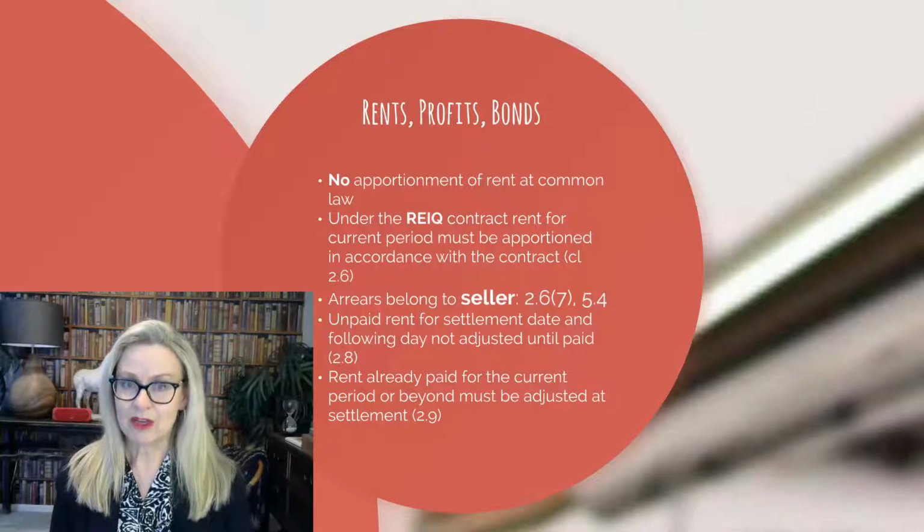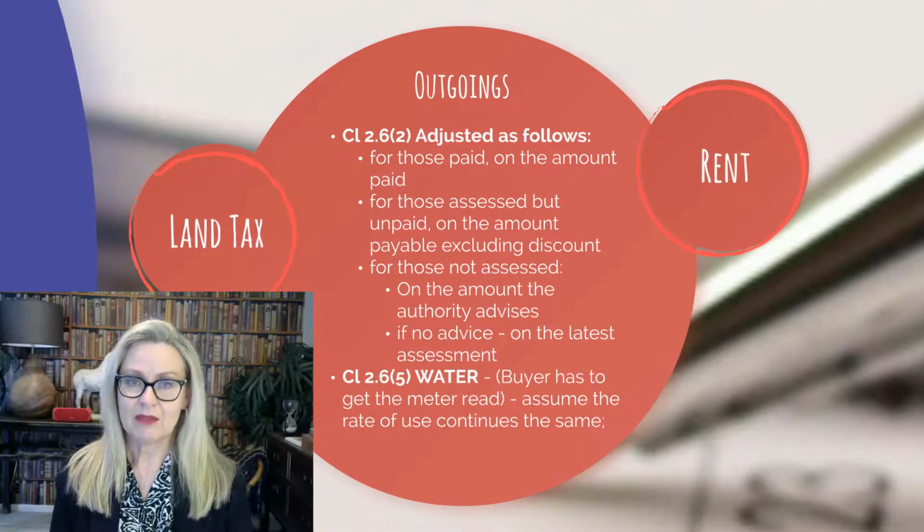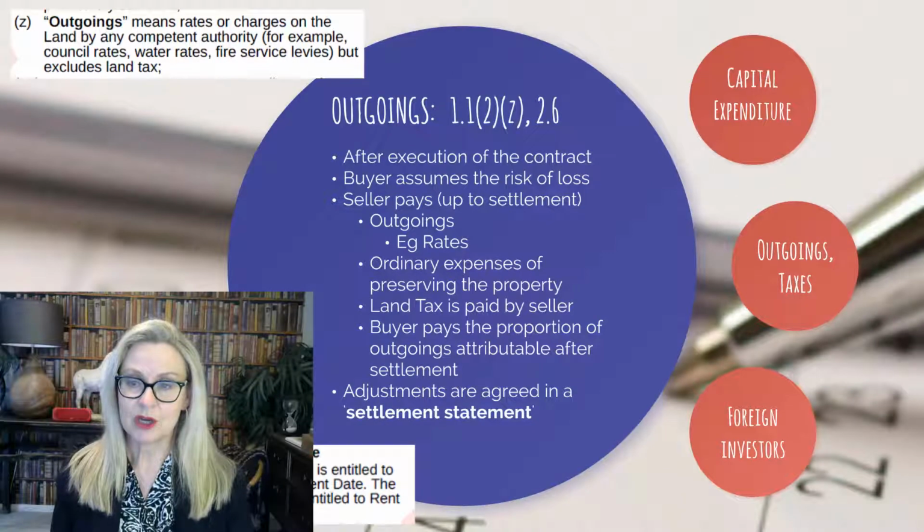Any arrears, however, belong to the seller, so 2.6 sub 7 and also 5.4 ensure that the seller has the right to sue for arrears of rent. So that right is not assigned to the buyer at settlement. Any unpaid rent for the settlement date and the following day is not adjusted until that rent has actually been paid, and any rent paid for the current period or beyond has to be adjusted as at settlement under 2.9. So that's rent there, and that is the issue of outgoings.